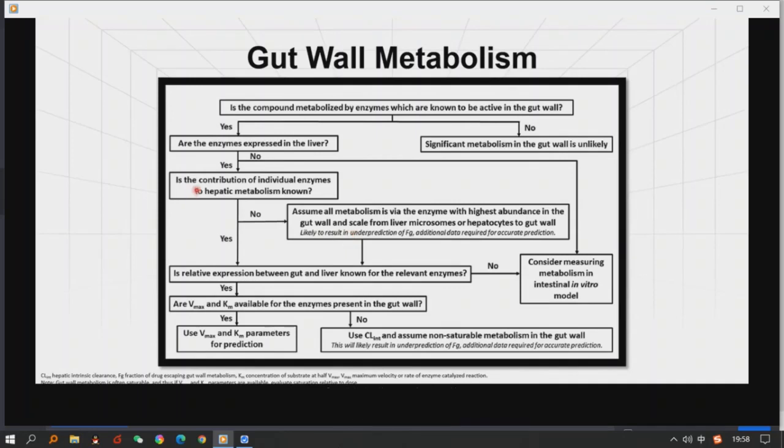If we do know the contribution of the individual enzymes, then you would use the relative expression between the gut and the liver if that's known. If you do have Vmax and Km data, then you can use those to predict for the specific metabolism in the gut wall. If you don't, you'd use the intrinsic clearance and assume non-saturable metabolism in the gut wall. And this again is likely to result in an over-prediction of the metabolism in the gut wall.